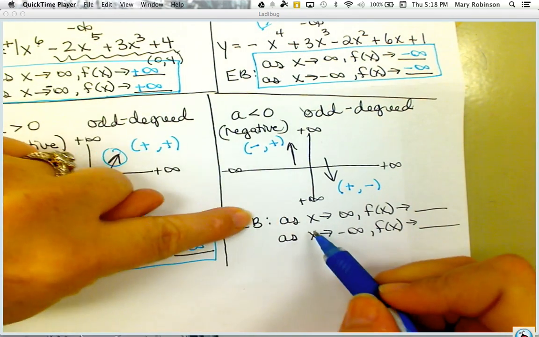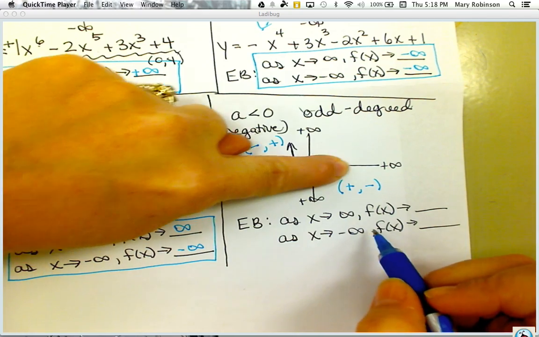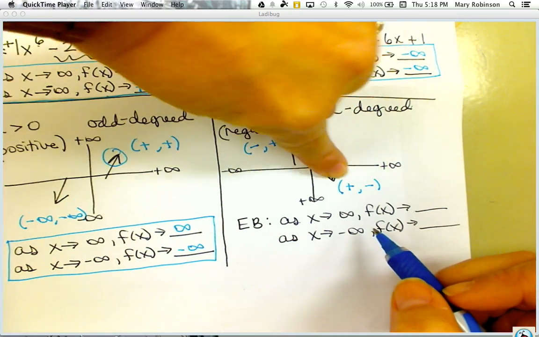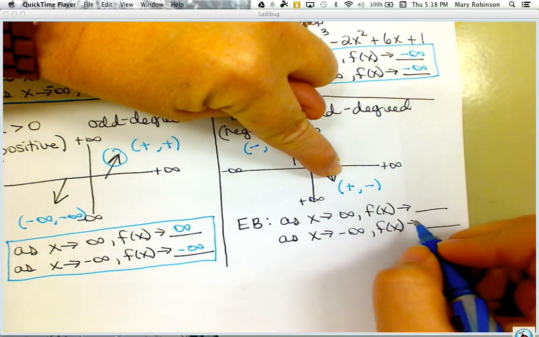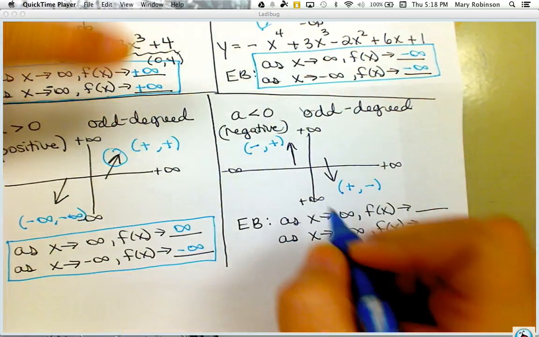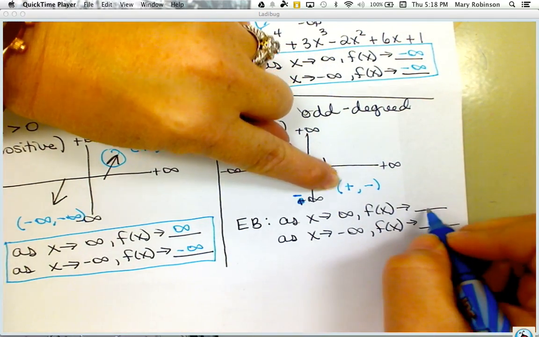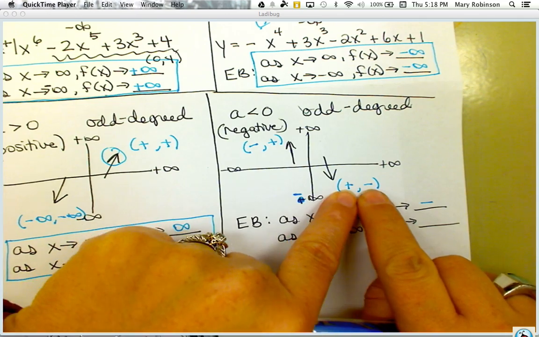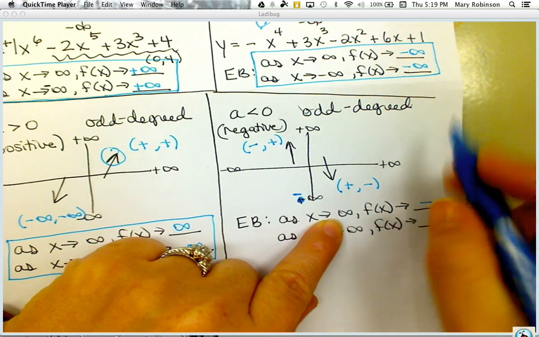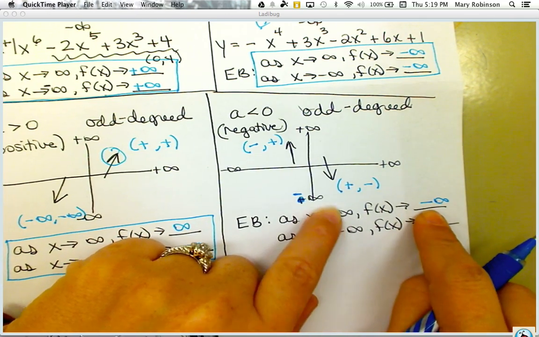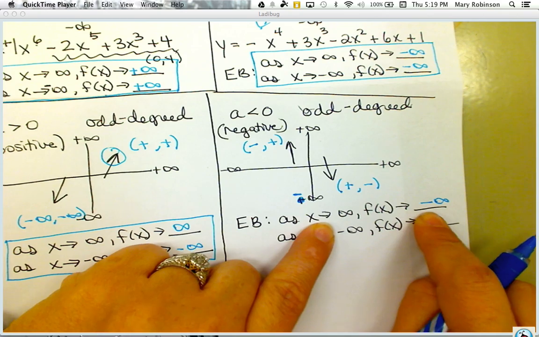So let's do the first one. As x is approaching positive, my function is going down towards the right. So that's going towards, oh, and I totally messed that up. That should have been negative infinity. It's going down forever towards negative infinity. Notice these signs. This is positive infinity. This is negative infinity. Positive infinity, negative infinity.